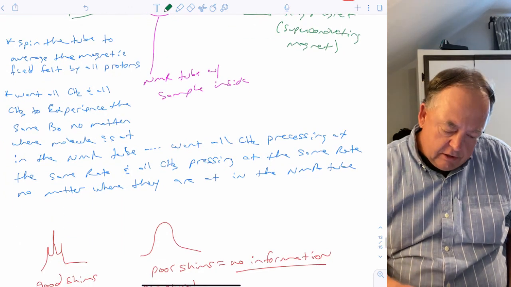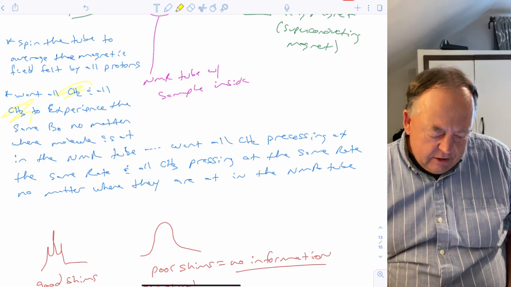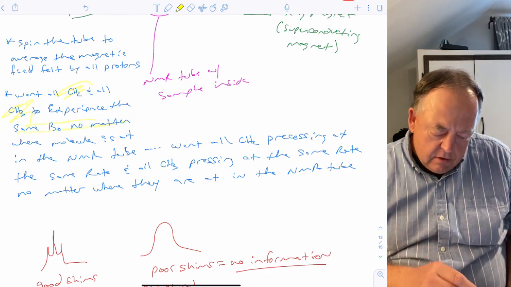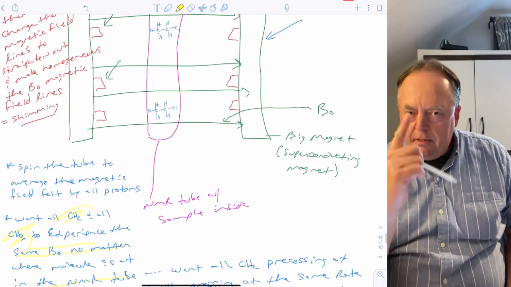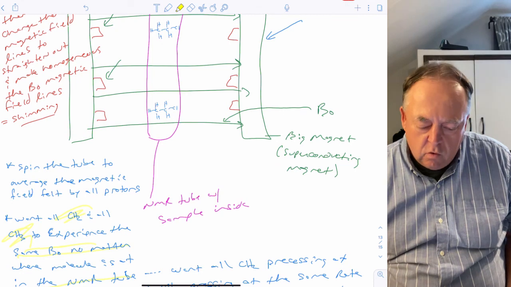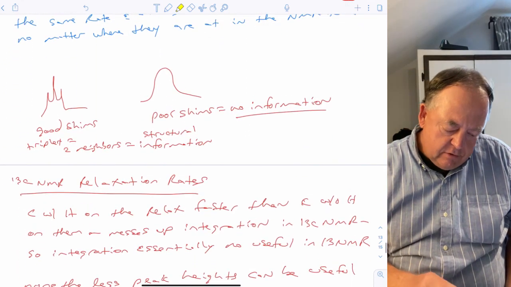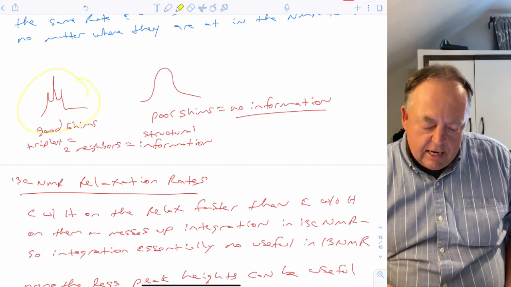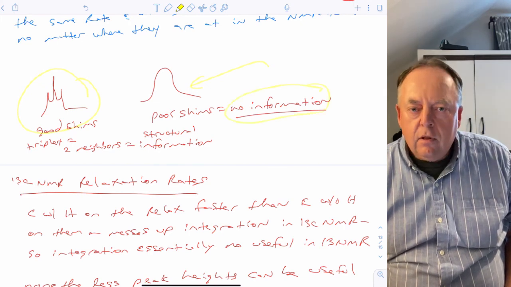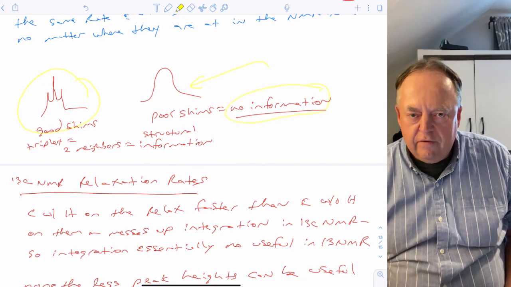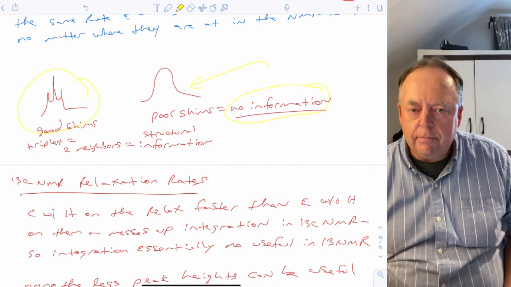Right, so you want all of the CH2s and all of the CH3s, if we're talking about ethyl chloride, to experience the same magnetic field no matter where they sit in that NMR tube. And that would be another reason why you spin the NMR tube when you're acquiring the spectra. All right, so if you have good shims, you may see a spectrum that looks like that. If you have poor shims, then your signals are going to be broad, which means you've lost some information, right? You still have chemical shift, but you have no idea if it's a singlet, doublet, triplet, quartet, so you have no idea how many neighbors that particular proton has.